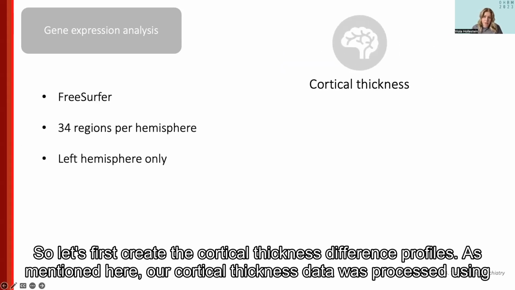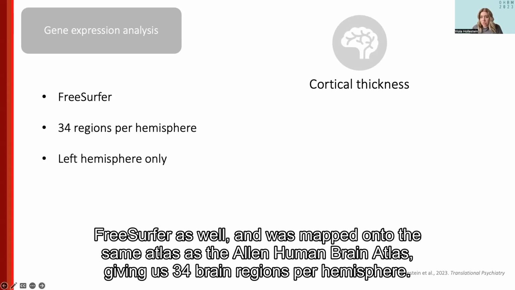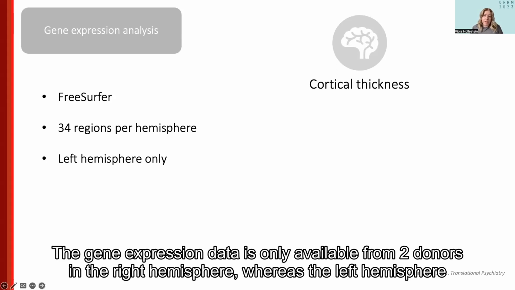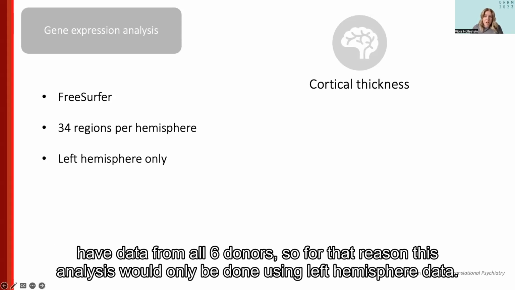So let's first create the cortical thickness difference profiles. As mentioned here, our cortical thickness data was processed using FreeSurfer as well and was mapped onto the same atlas as the Allen Human Brain Atlas, giving us 34 brain regions per hemisphere. The gene expression data is only available from 2 donors in the right hemisphere, whereas the left hemisphere has data from all 6 donors. So for that reason, this analysis would only be done using left hemisphere data.